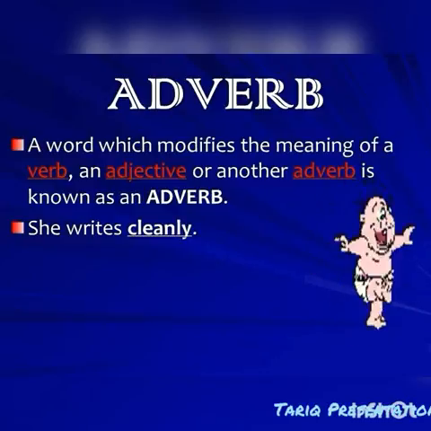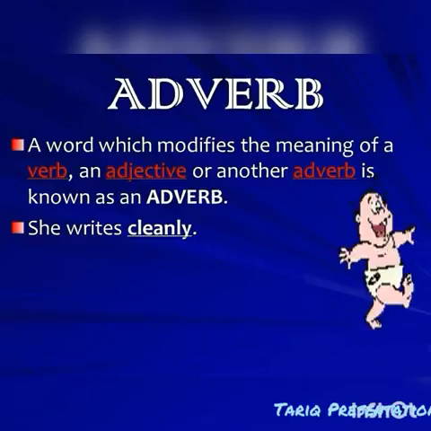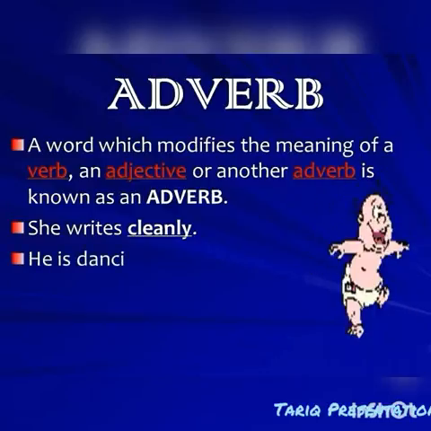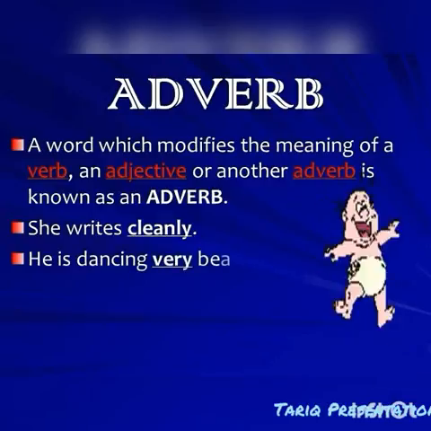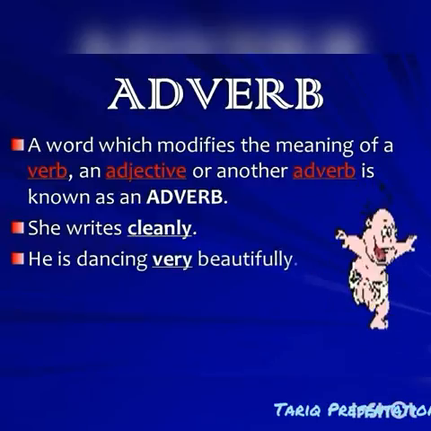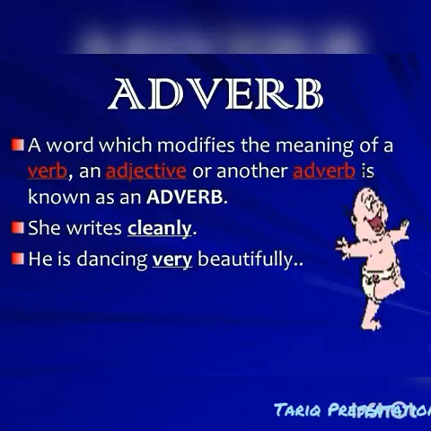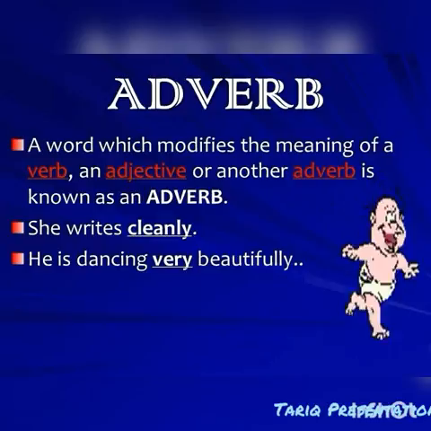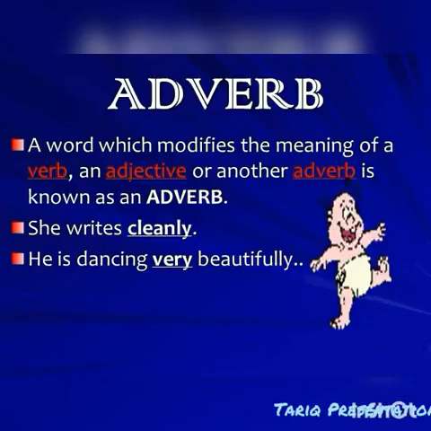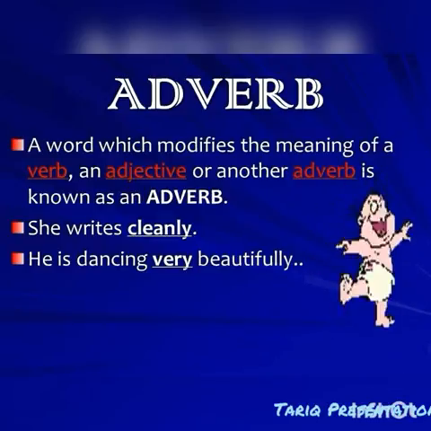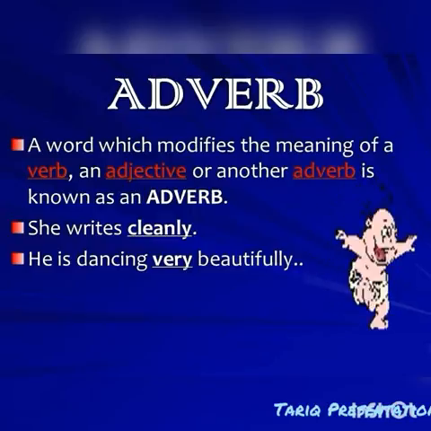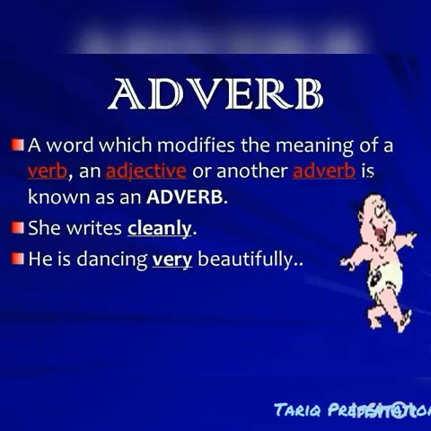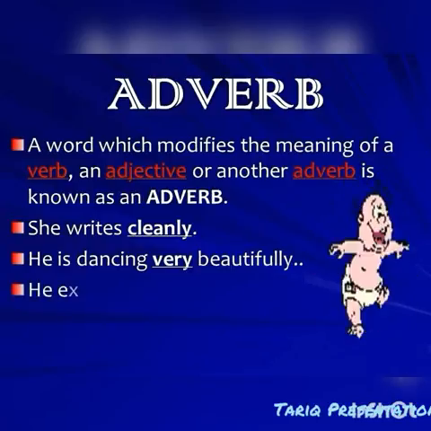She writes cleanly. How does she write? She writes cleanly. It means cleanly is your adverb. Another sentence is here. He is writing beautifully. Another example is for you. How is she dancing? She is dancing very beautifully, but very is also an adverb here because it is modifying another adverb, that is beautifully.